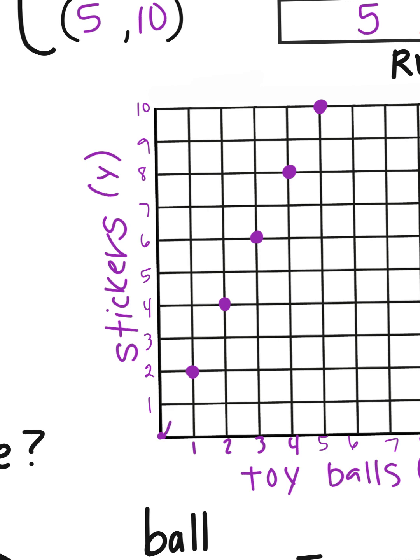So if I have 0, I earn 0. So now I'm going to connect all of my points to show that it is increasing at a constant rate. I'm going to put an arrow at the end of this line to show that I could continue this pattern. It doesn't end at 5. It could continue, depending on however much you want to pay for, then you could keep earning stickers.